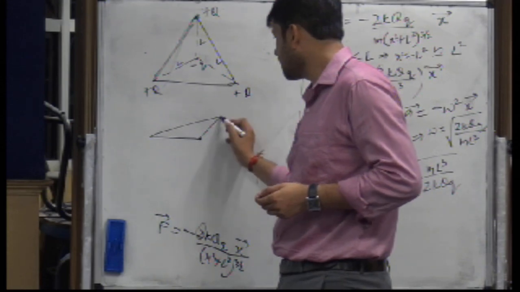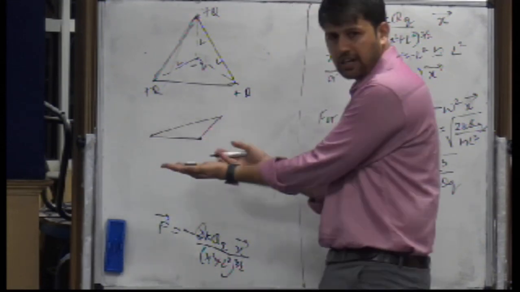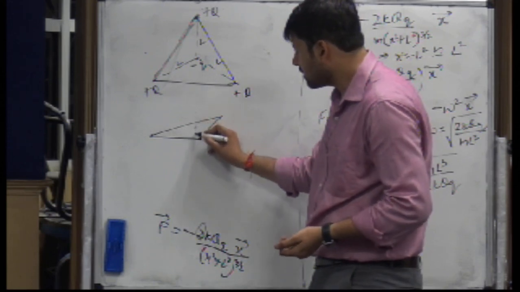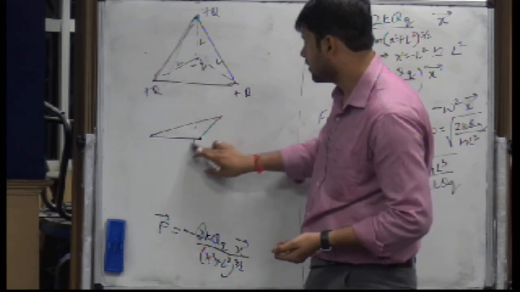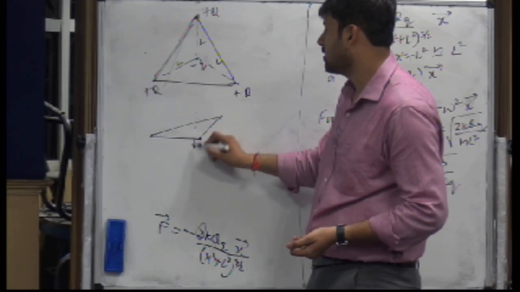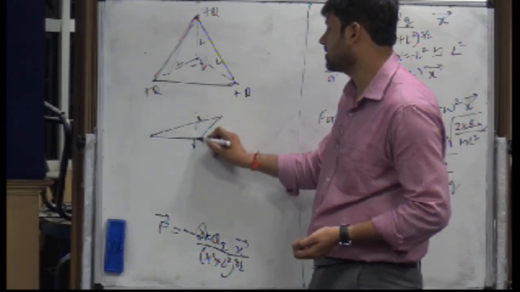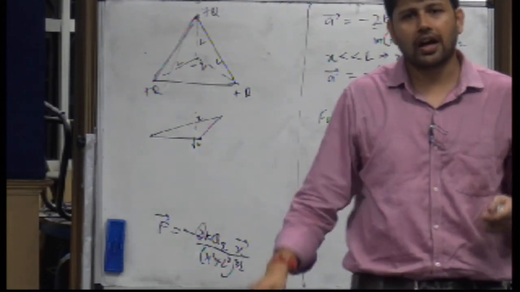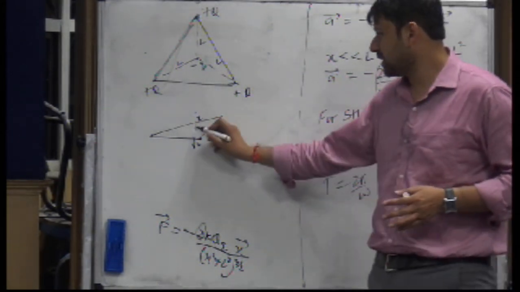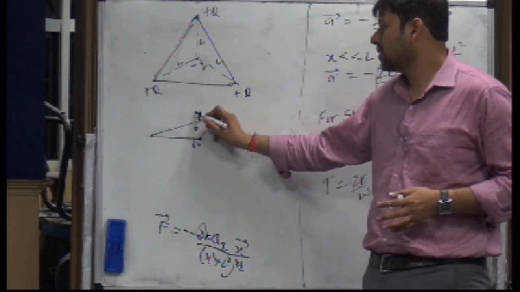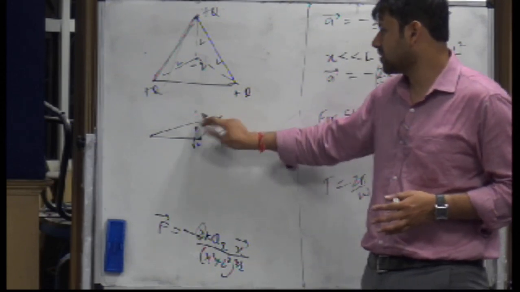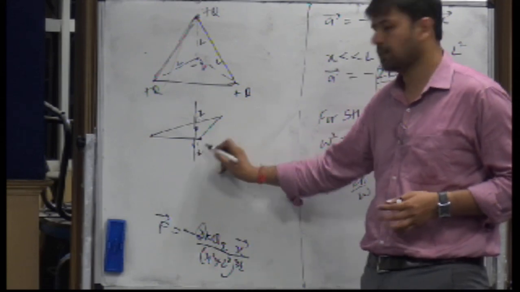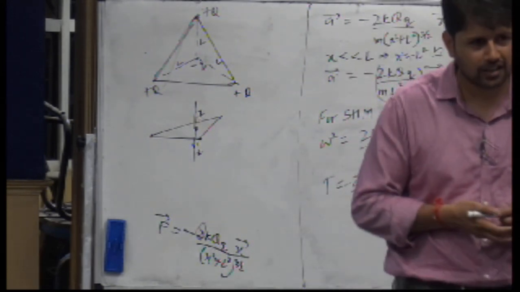You have kept the triangle like this. The triangle is kept like this, horizontal. The charge is this, and now the charge moves vertically, oscillates vertically. This is the x distance. I cannot show it in this arrangement, but I hope it is clear that the motion is in the central upward and downward direction, out of the plane, perpendicular to the plane of the triangle.